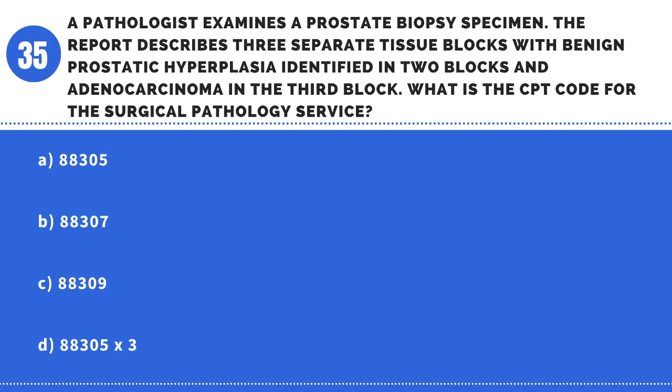Question 35. A pathologist examines a prostate biopsy specimen. The report describes 3 separate tissue blocks with benign prostatic hyperplasia identified in 2 blocks and adenocarcinoma in the 3rd block. What is the CPT code for the surgical pathology service? A. 88305. B. 88307. C. 88309. D. 88305 x3.